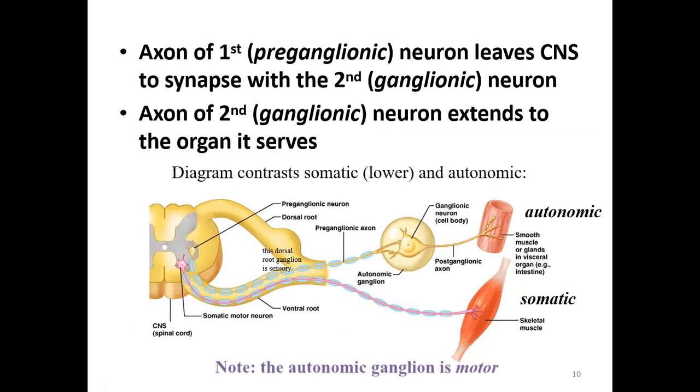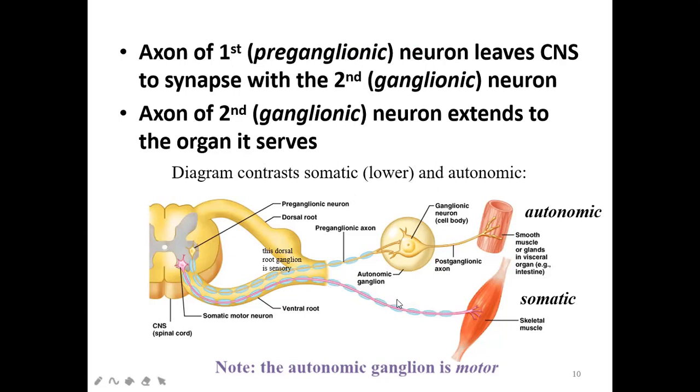Now, look at the axon of the first neuron, which leaves the central nervous system to synapse with the second neuron. The axon of the first neuron, called the preganglionic neuron, leaves the central nervous system to synapse with the second neuron, called the ganglionic neuron. The axon of the second neuron extends to the organ where it innervates the organ.